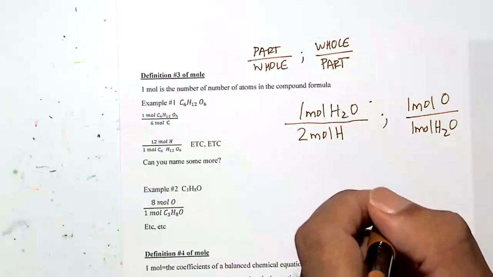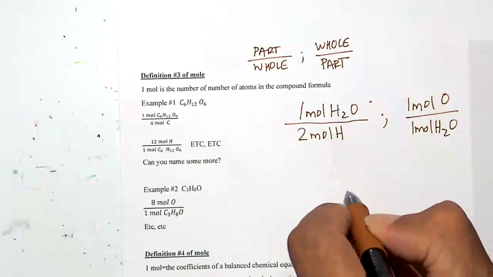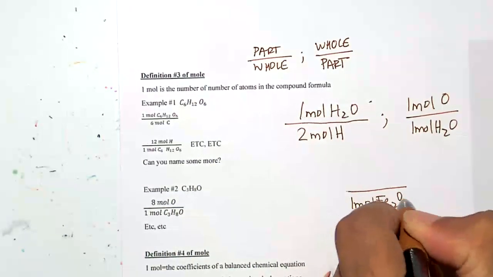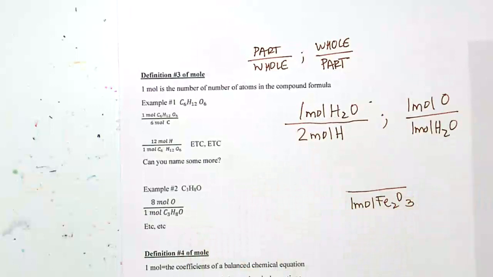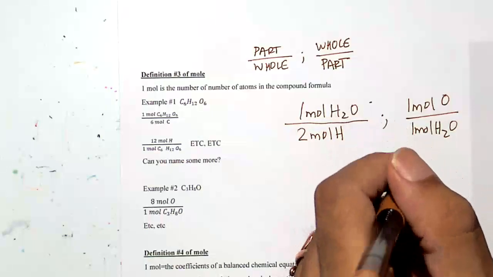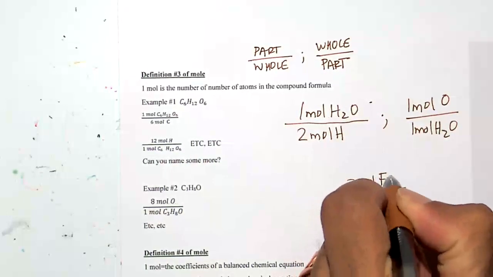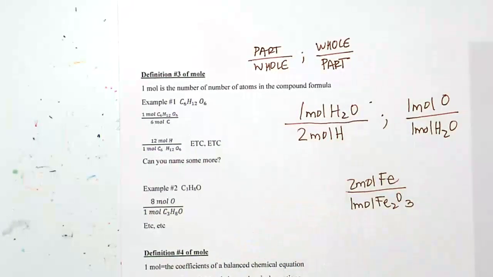How about, let's give another example here. 1 mole of Fe2O3. 1 mole of this whole rock that we call Fe2O3, iron(III) oxide. How many moles of iron is contained in that? 2. So that is our third definition.